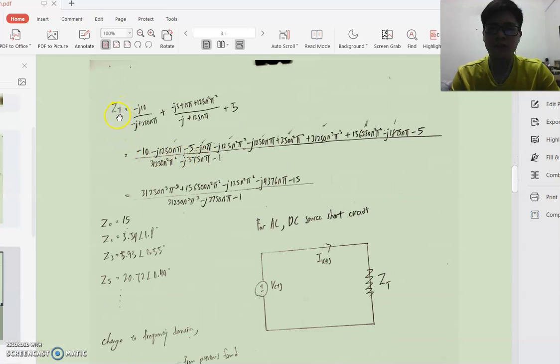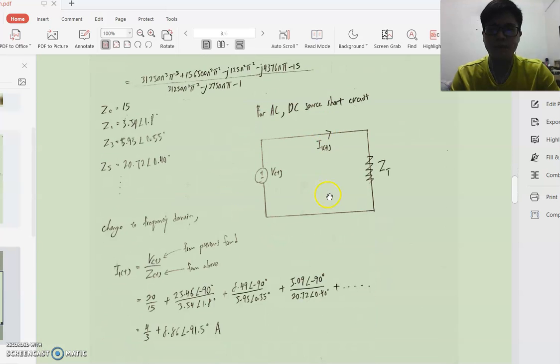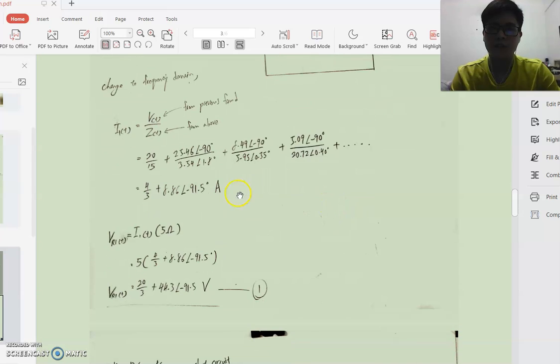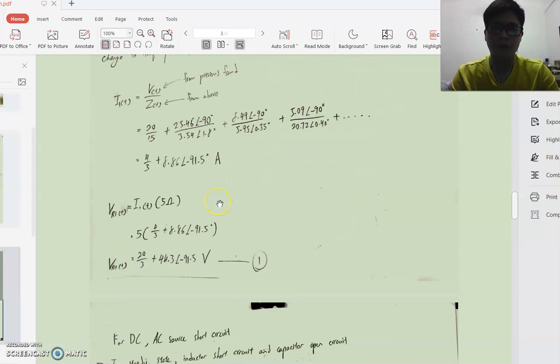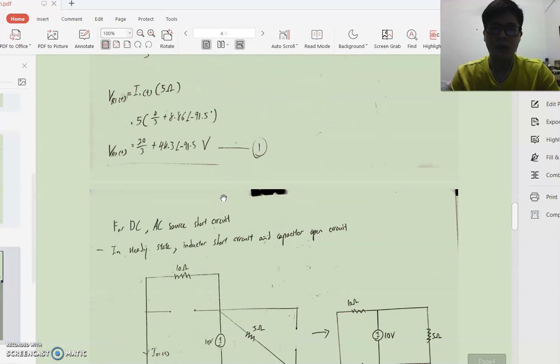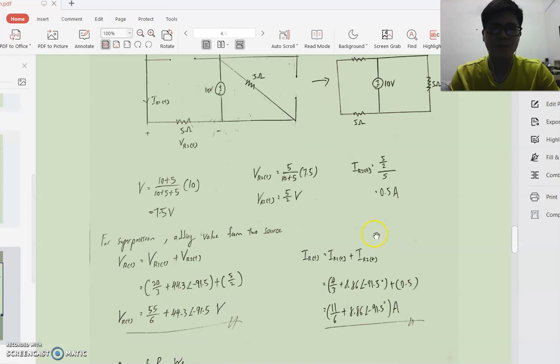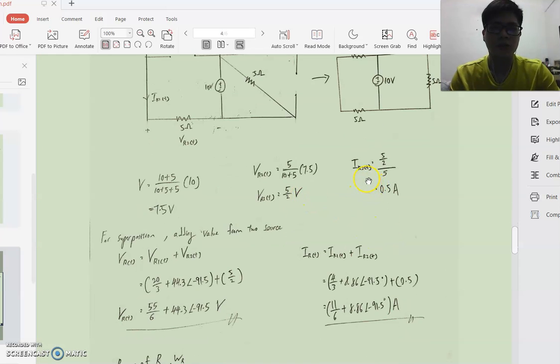Next we find out the total impedance for these circuits. So this is the value for the total impedance for our circuit. So okay, now we start to find out the voltage, current, and the power. So we apply the voltage divider rule in order to find out the voltage across resistor 2.